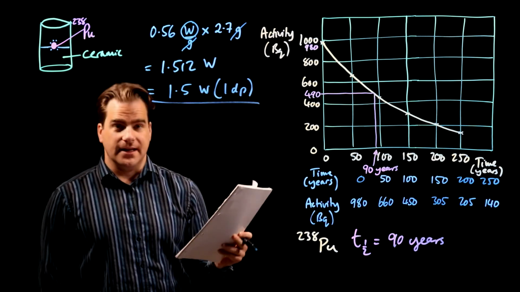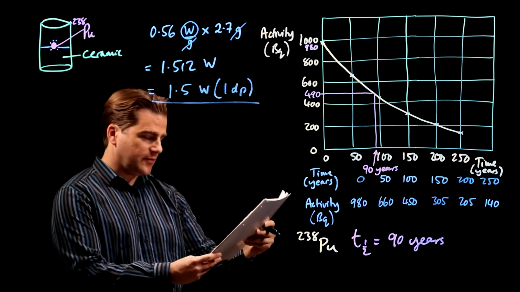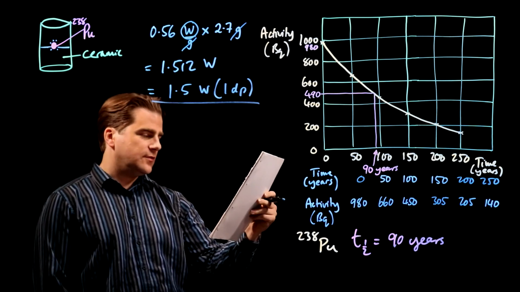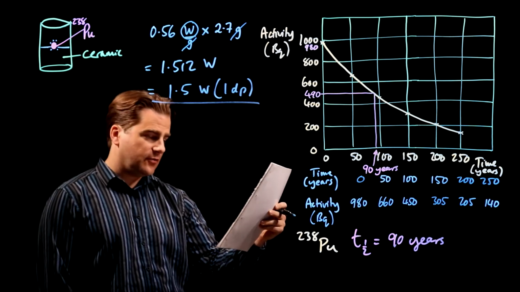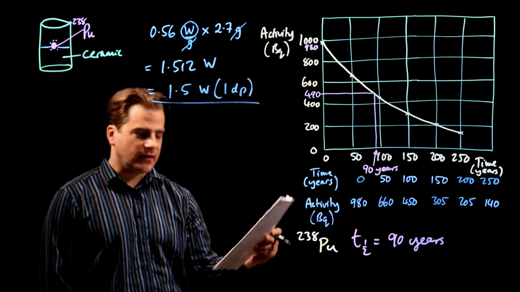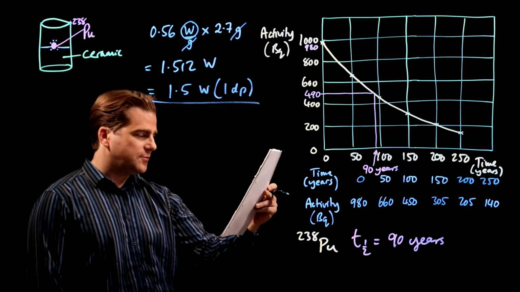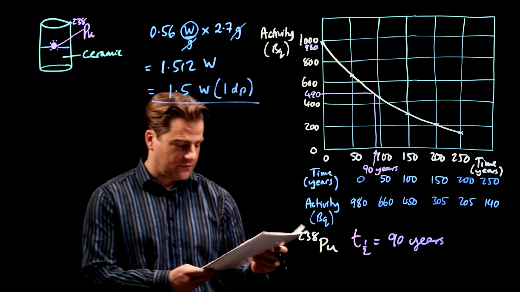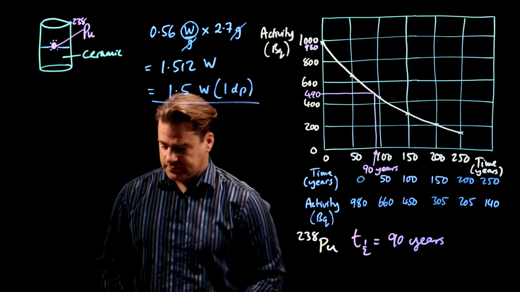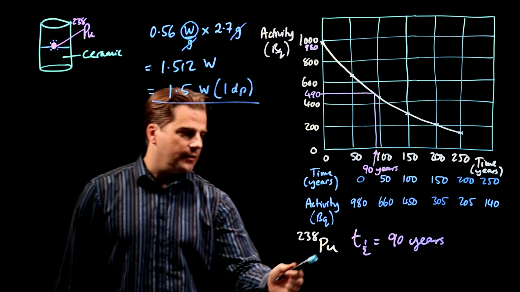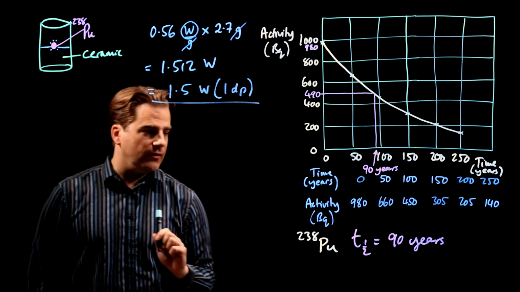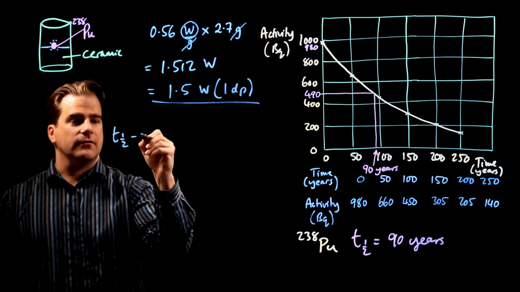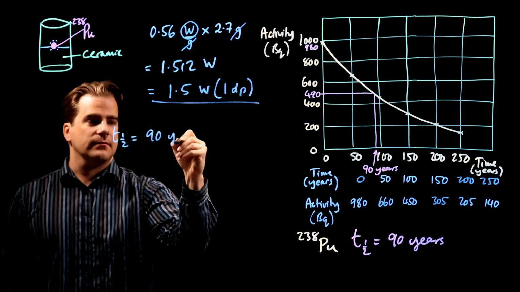Space probe Cassini was sent to Saturn on a mission that lasted several years. Plutonium-238 was used to generate electricity on Cassini. Explain why it was important to use plutonium-238 rather than another isotope with a shorter half-life. 2 marks. Okay. Well, we've worked out that plutonium-238 has a half-life of 90 years.